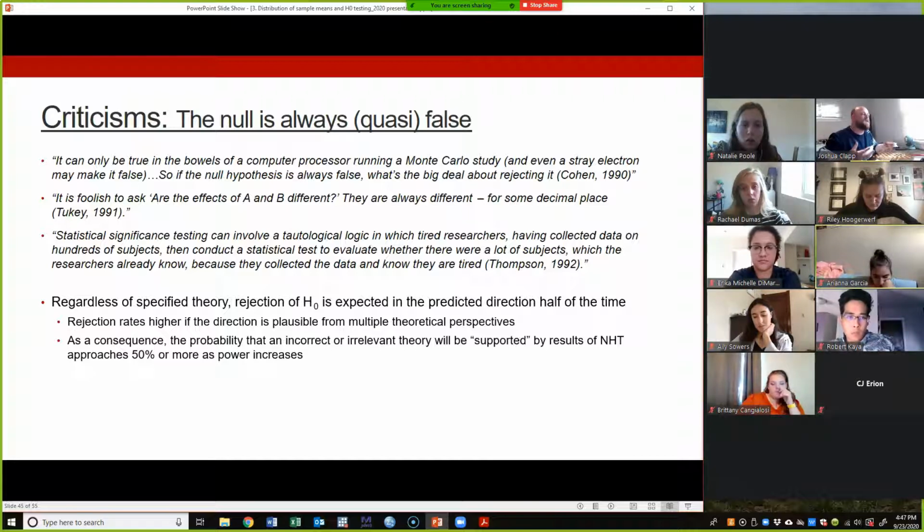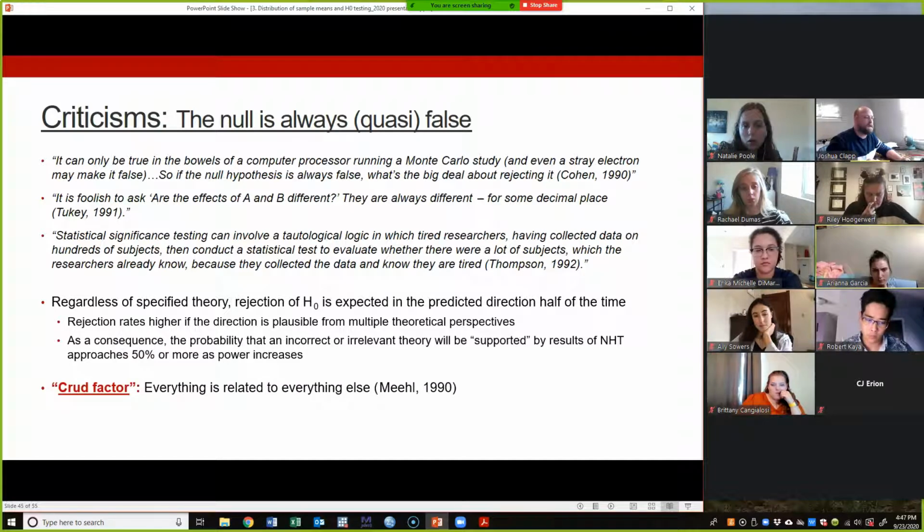And so what we start to do is use this as a really, really rough tool for things that don't actually support the specifics of my theory. We also get this crud factor, right? This is something Meehl kind of coined. Everything is related to everything else. If I get a big enough sample, the correlation is never going to be exactly zero. And if I've got a big enough sample, I'm going to get a significant effect for that. So who cares about significance? Why are we spending all this time talking about it if the null hypothesis is always false?